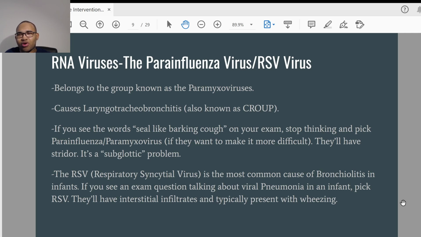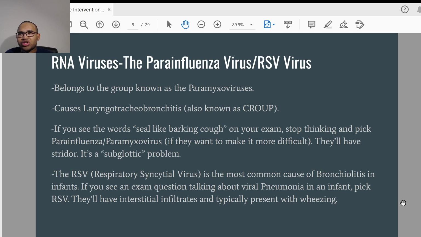And essentially, those people have stridor because it's an upper airway problem, right? And it's a subglottic problem. Epiglottitis is above the glottis. It's a supraglottic problem. But croup, or laryngotracheobronchitis, the longer name, is a subglottic problem. That's a high yield factoid to know, not just for step 1, but for your peds shelf and for step 2 CK.